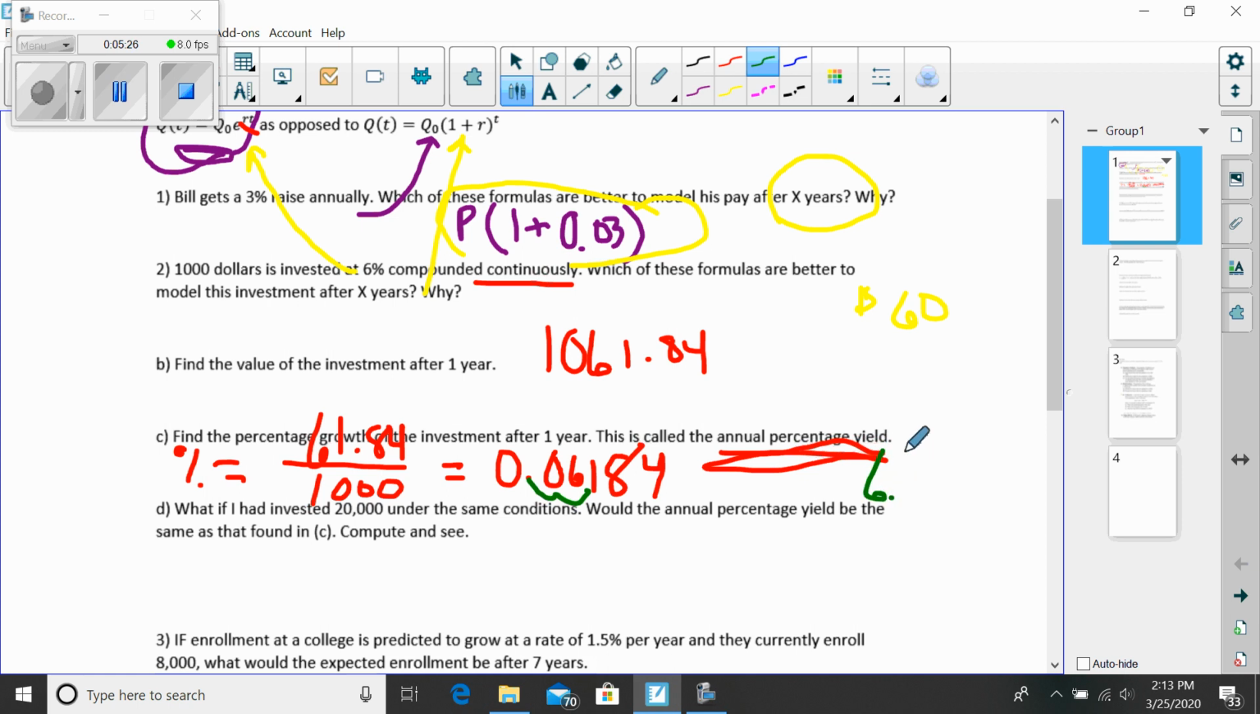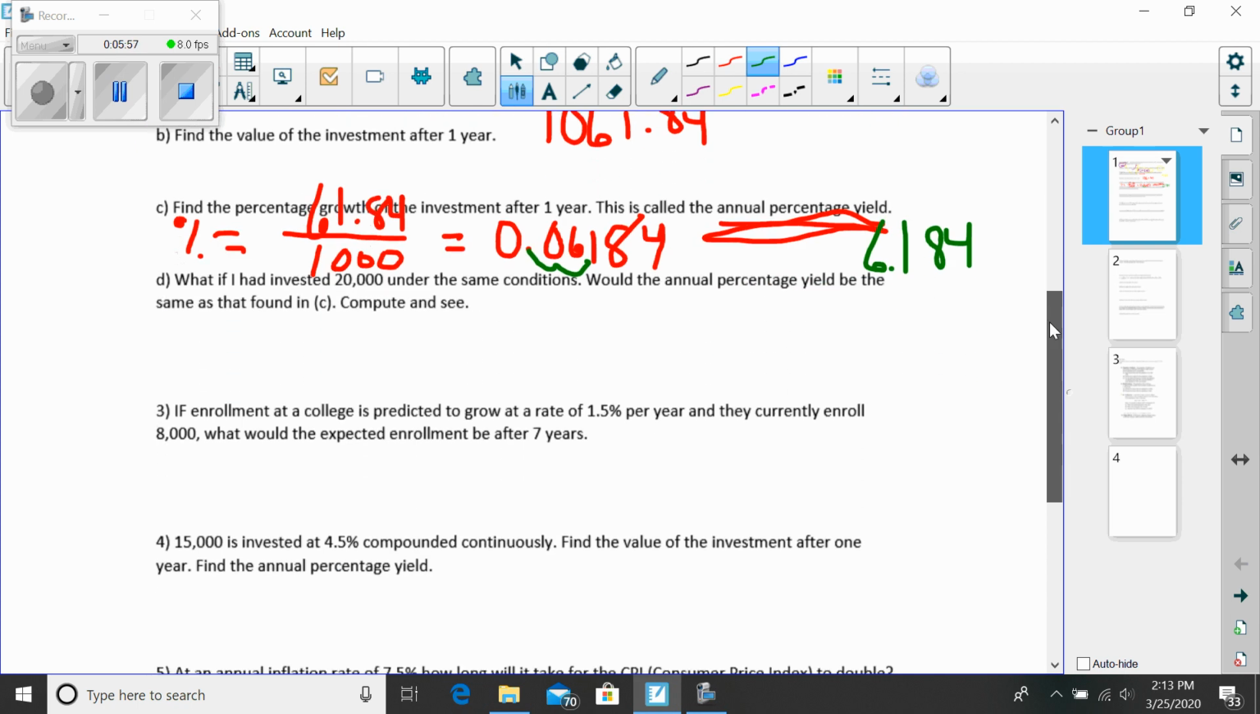Okay, so that's saying if I had done the whole dump it in as a lump sum at the end of the year thing, then the interest I earned was 6.184%. But since it was compounded continuously, an interest rate of 6% compounded continuously gives me the same amount of money that a 6.184% lump sum dumped in at the end of the year would give me.